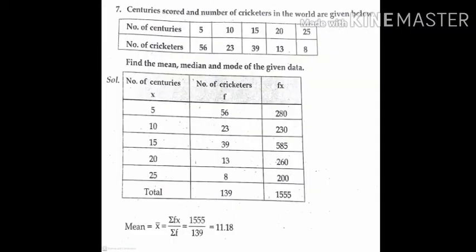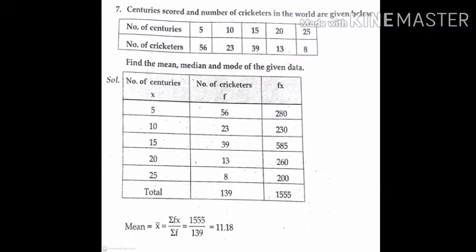Next, seventh question. Centuries scored and the number of cricketers in the world are given below. Find the mean, median and mode of the given data. Solution. First we have to find the mean of the given data. So we have to create the table with three columns, that is number of centuries, indicated by x, number of cricketers, indicated by frequency, and we know when frequency is given we have to calculate fx.